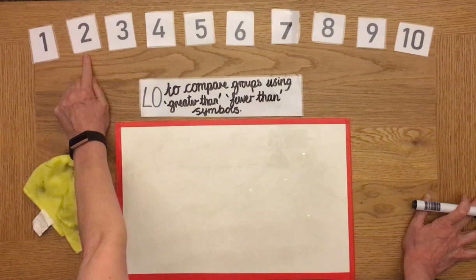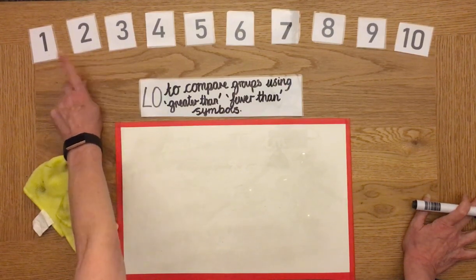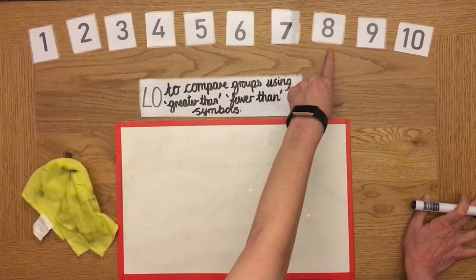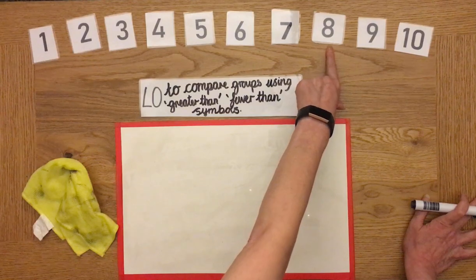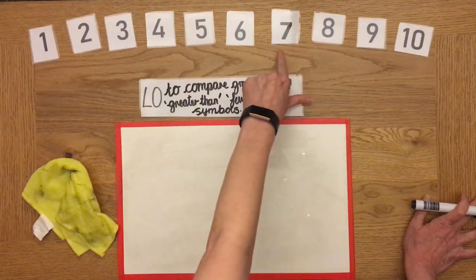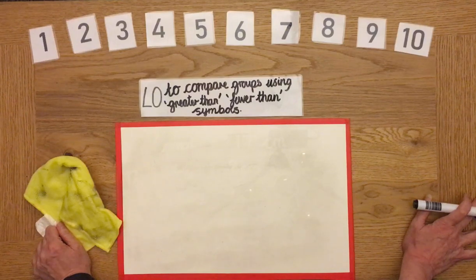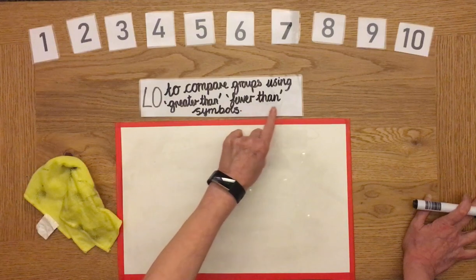So 1 more than 2 is 3. 1 less than 2 is 1. Fantastic. Can you tell me what's 1 more and 1 less? 1 more than 8 is 9. 1 less than 8 is 7. Fantastic. So today we're going to be comparing groups using greater than and fewer than.